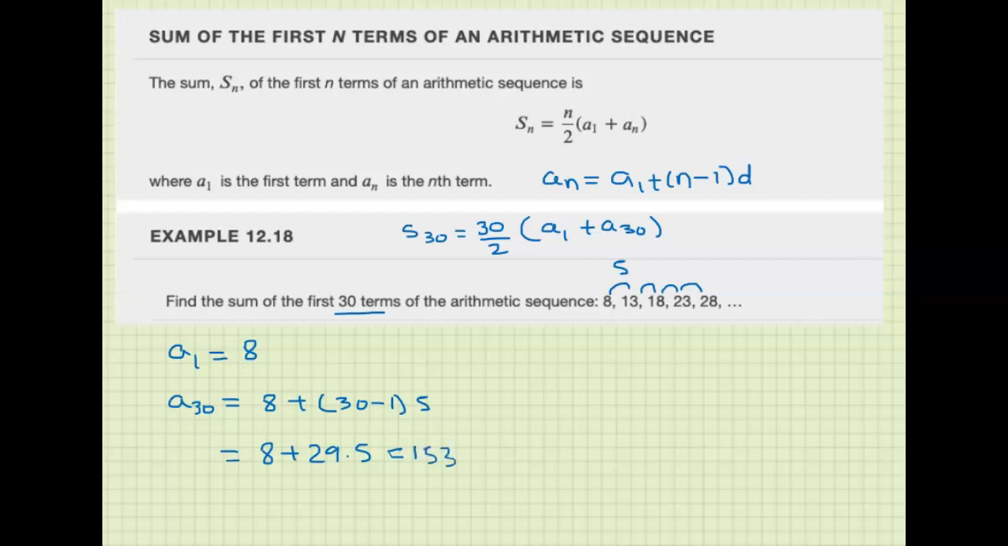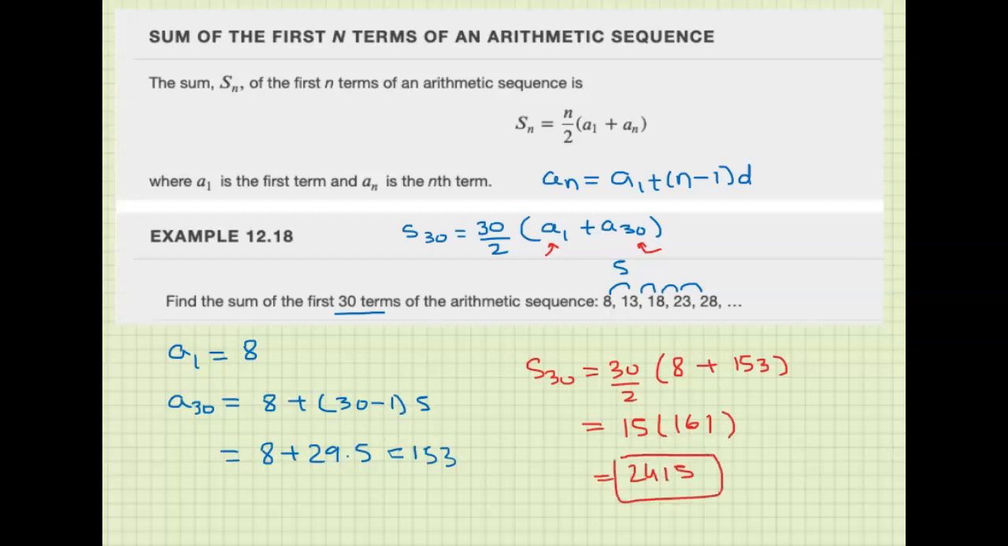Good. Now we're going to put these into here. So we have a1 and a30. So we have S30 equals 30 divided by 2, times a1, which is 8, plus a30, which is 153. So this is 15, and then 8 plus 153 is 161, times 15, which is 2,415. Right, so that's the sum of the first 30 terms of that sequence. All right.